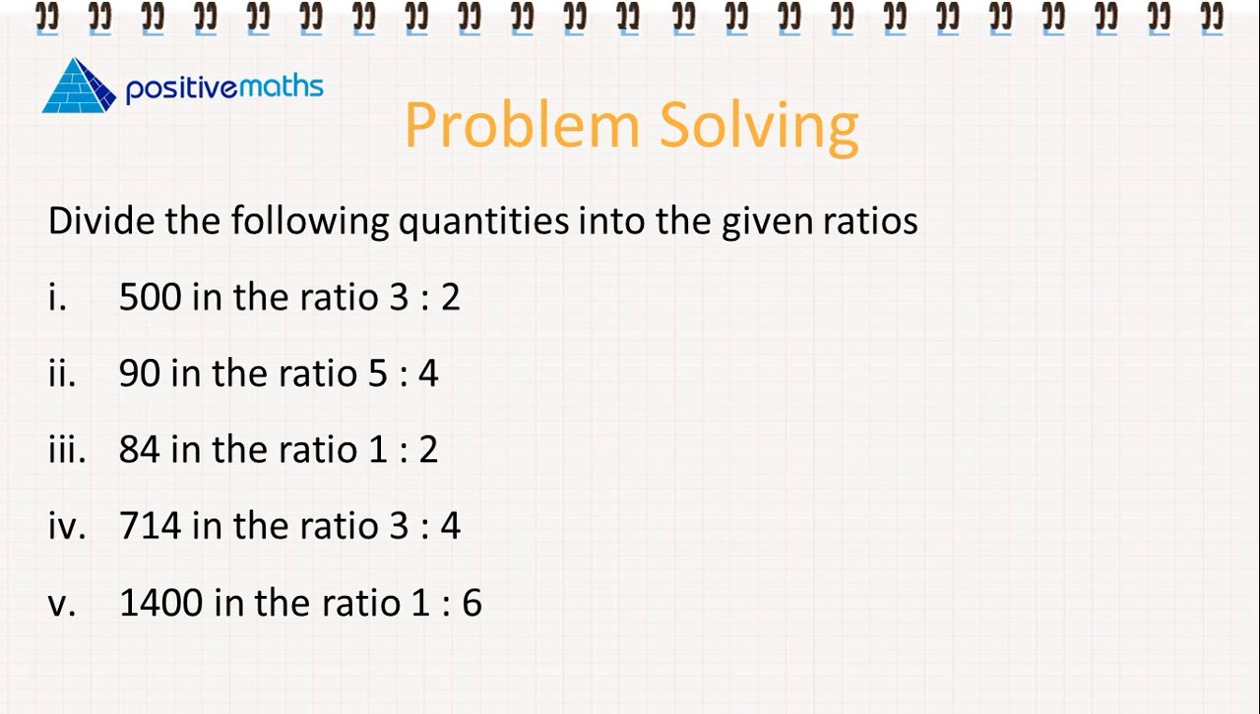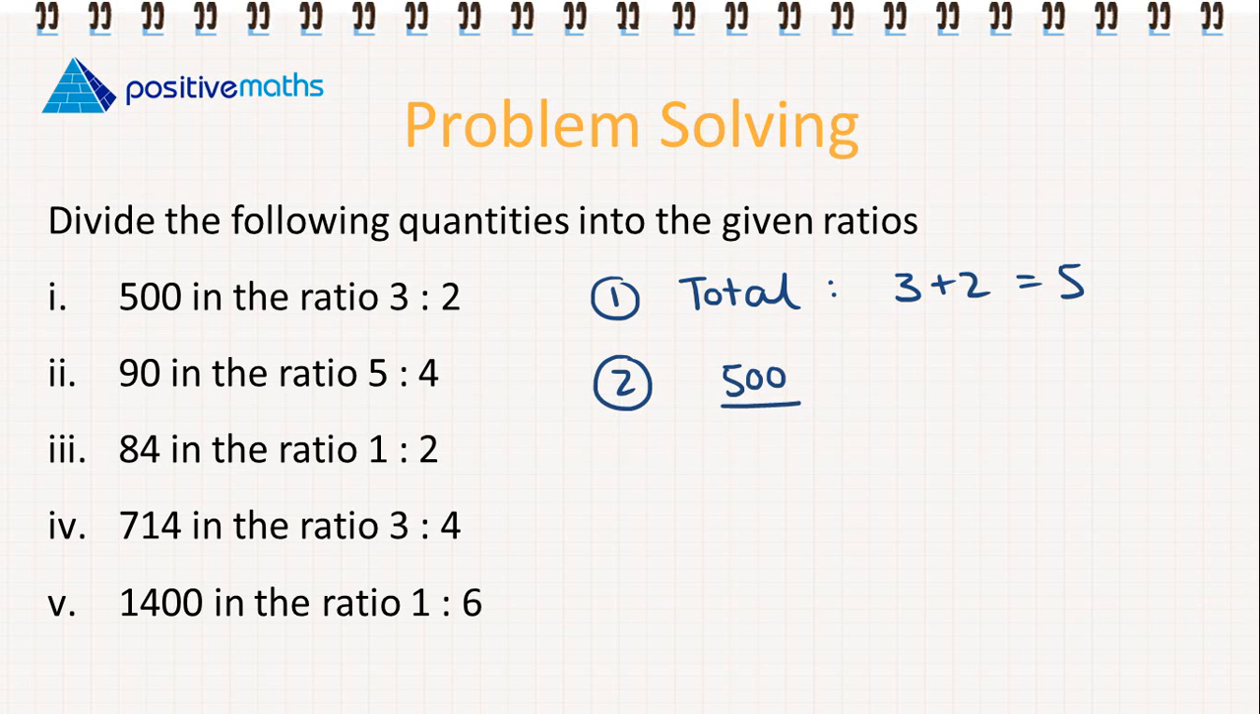So let's do a few more examples to get comfortable with doing this. Okay, part 1. We have to divide 500 in the ratio of 3:2. Again, we're going to follow our steps. Step 1, find the total number of parts. So the total is going to be 3 plus 2, so we have 5 parts in total. Step 2, find 1 part. Okay, so we have 500 divided by 5 is going to give us 1 part. So 100 is equal to 1 part.